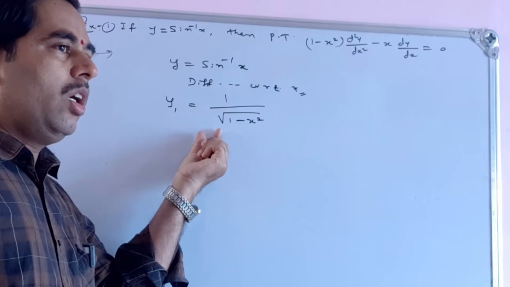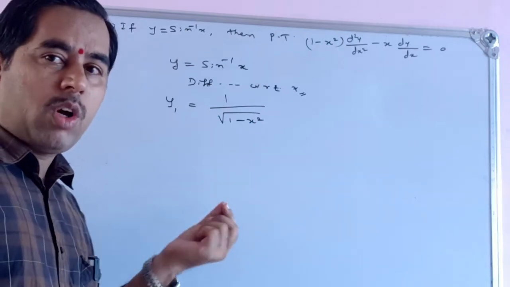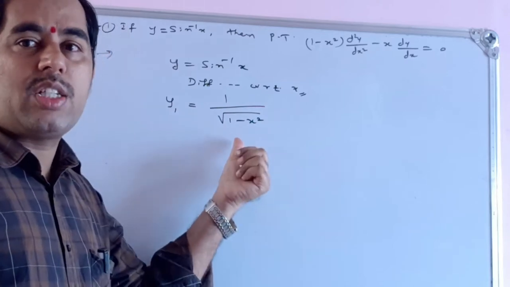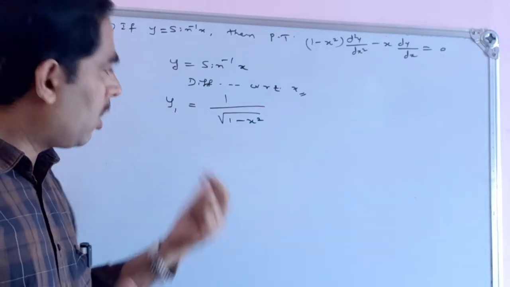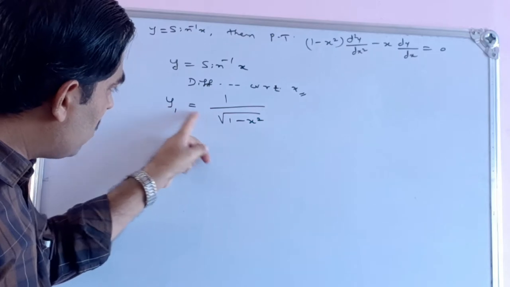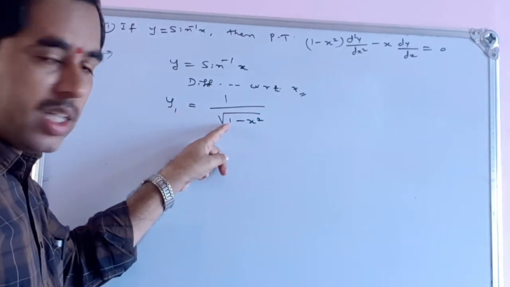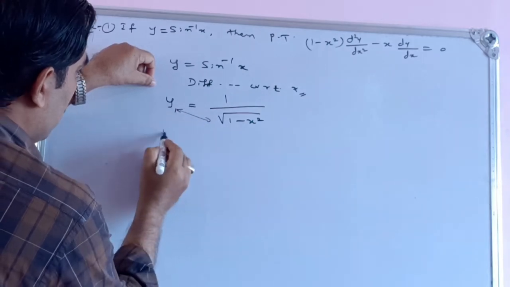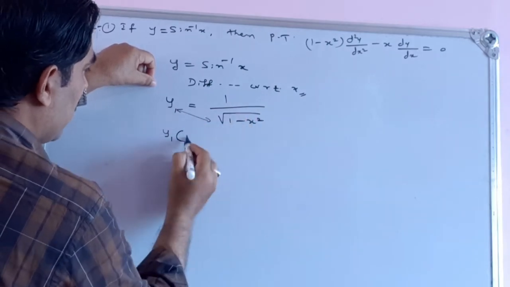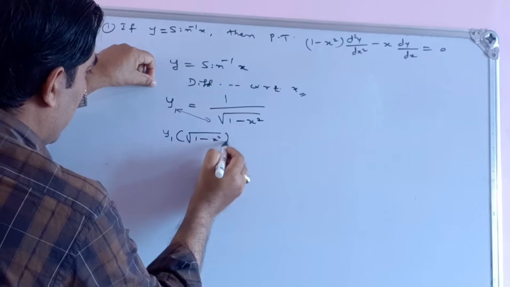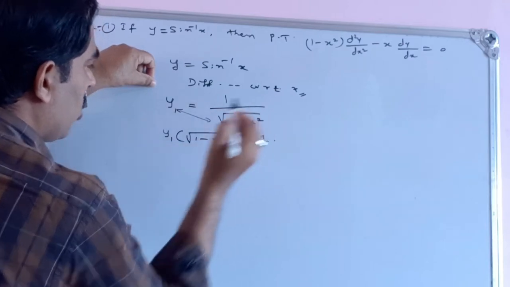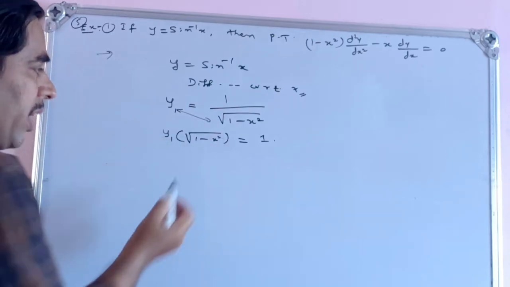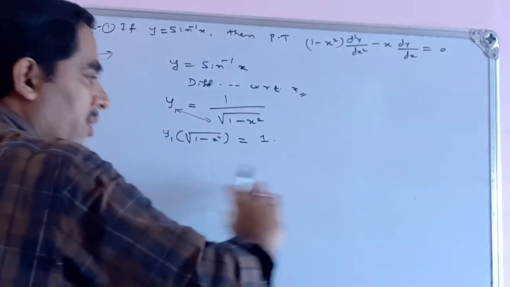From this step we can follow two methods. Here you can differentiate both sides again with respect to x, and then on the right hand side you have to use the quotient rule. Otherwise, I will cross multiply. y1 into the denominator, square root of 1 minus x square, is equal to 1 on the right hand side. Since a square root is there, we can differentiate again or we can remove this square root.